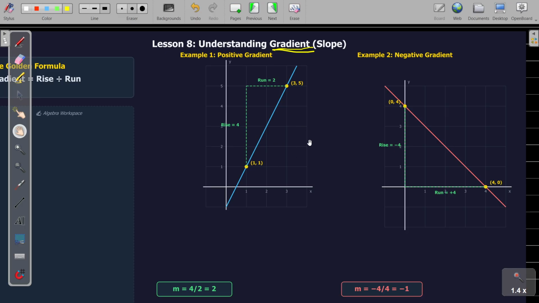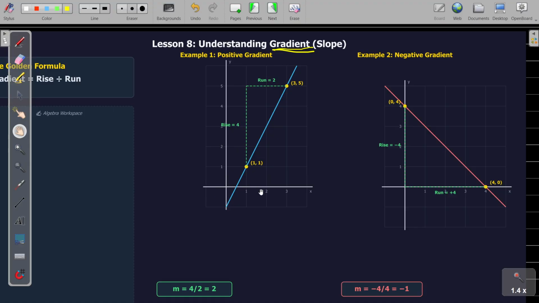I've drafted them all out for you. If you look at this line right here, it is going uphill. To find its gradient, we need to pick any two perfect points on the line where it crosses the grid perfectly. Here is our first point, at 1 comma 1, and here's another one at 3 comma 5. You can see the x-axis and the y-axis right here.